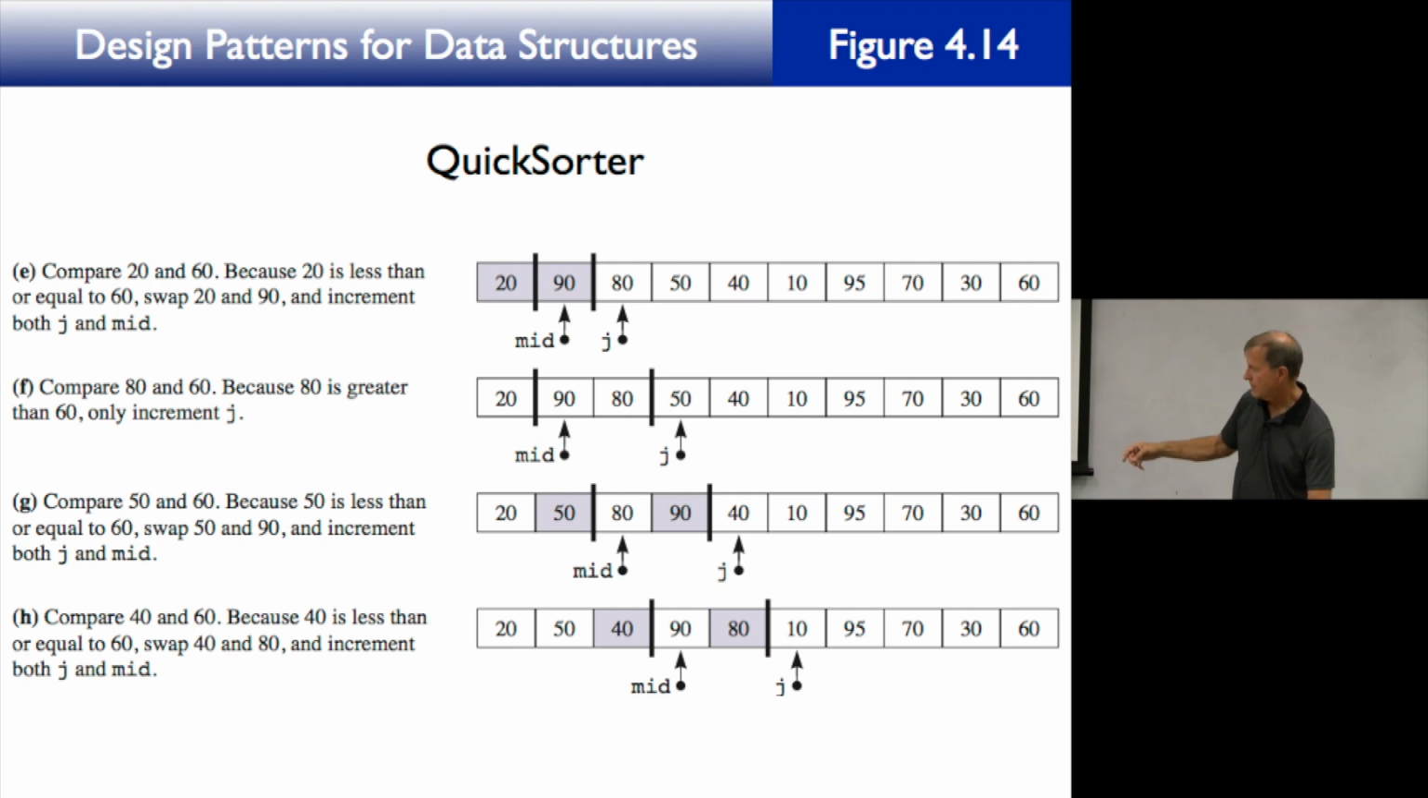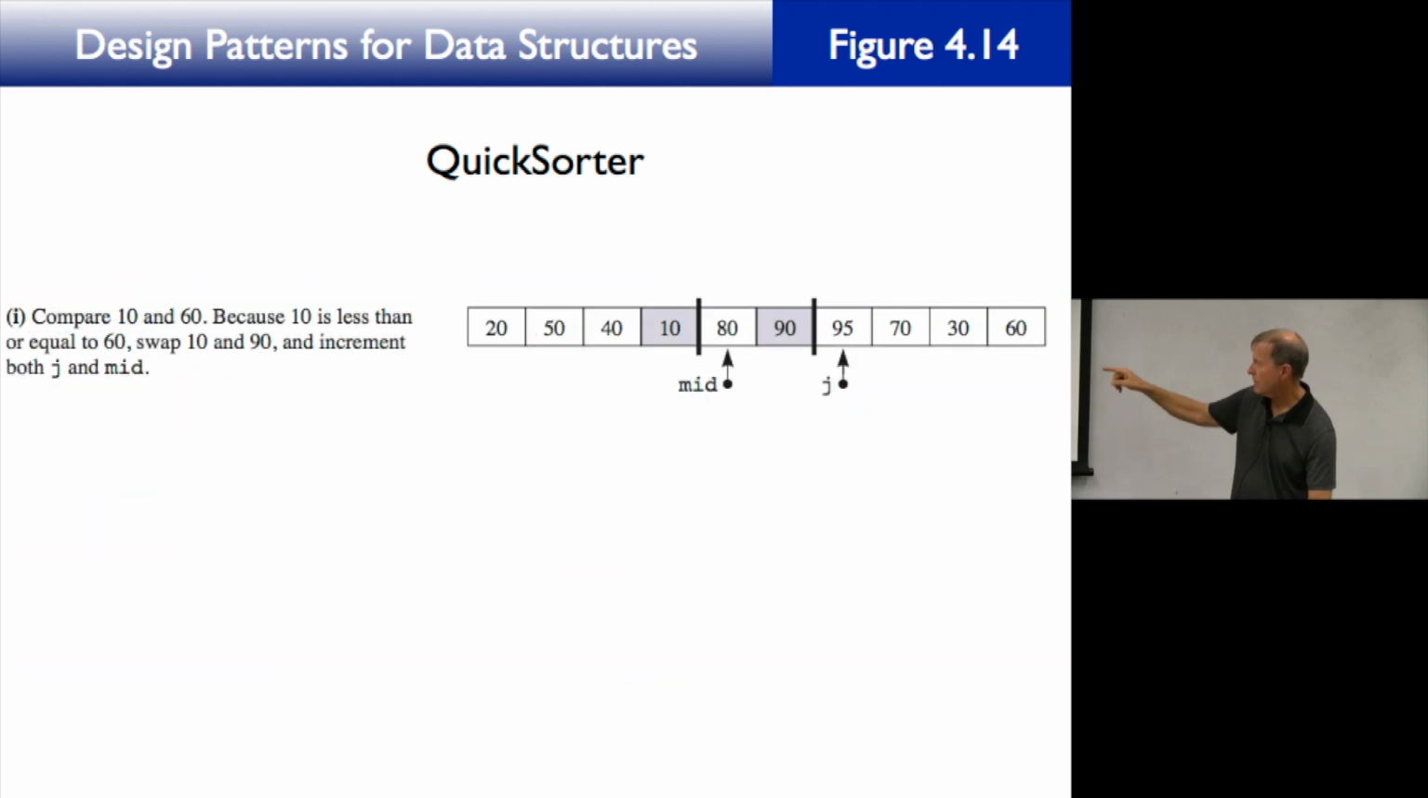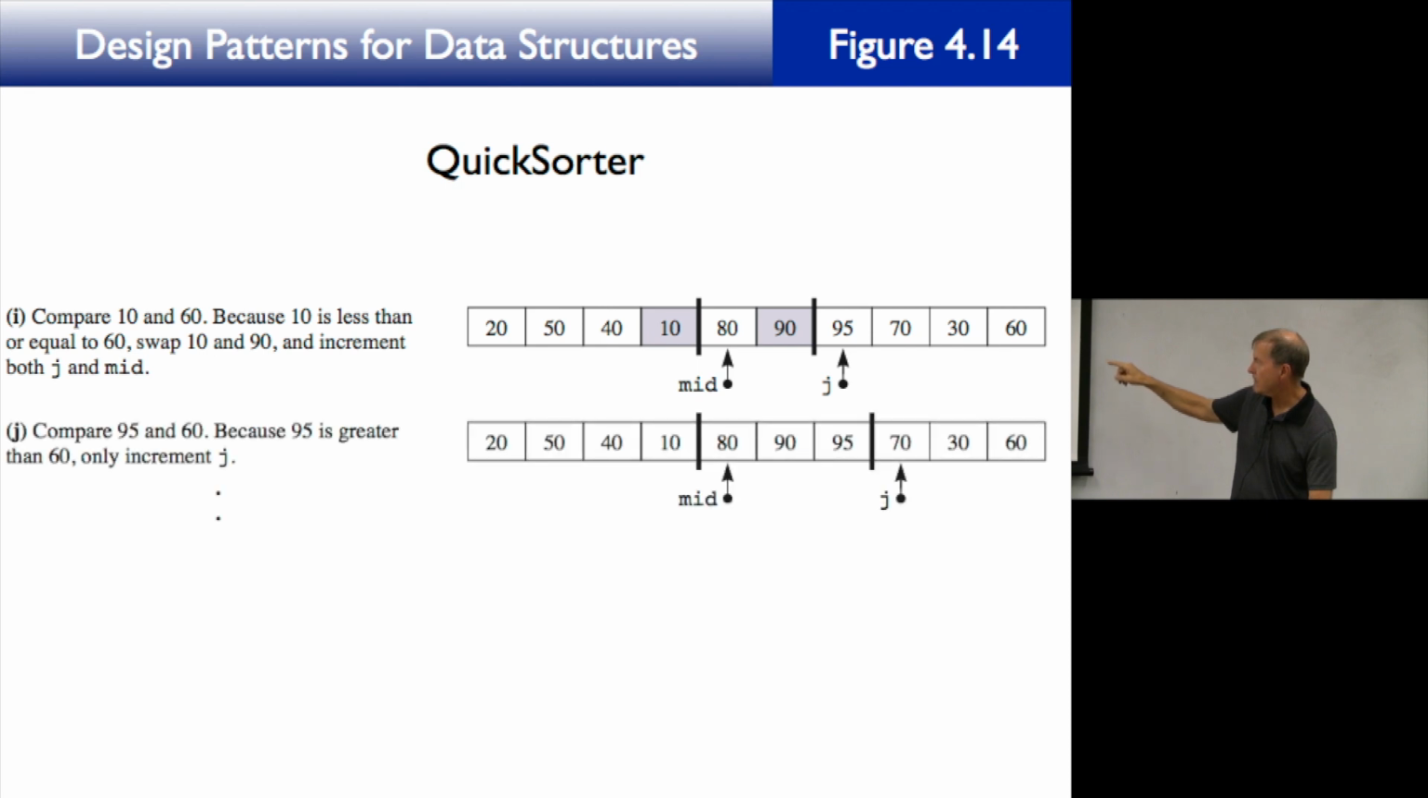10 is less than 60, so swap 10 and 90. So now 20, 50, 40, 10, and then 80, 90, 95, etc. And then this time 95 is bigger than 60, so we just increase J, and 95 is right where it needs to be. Is that nice?